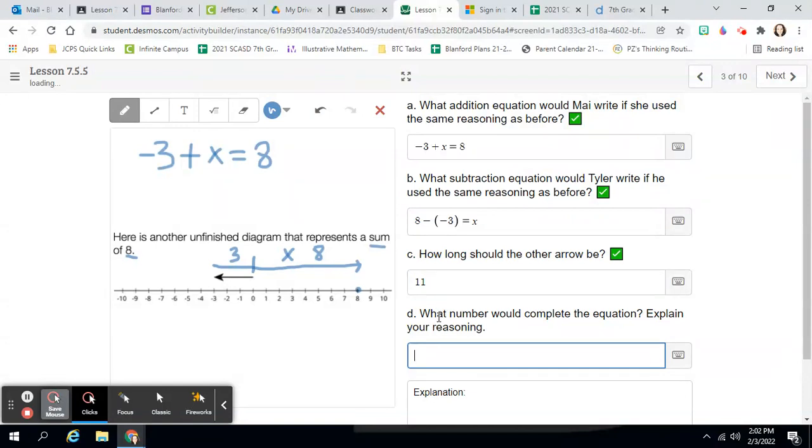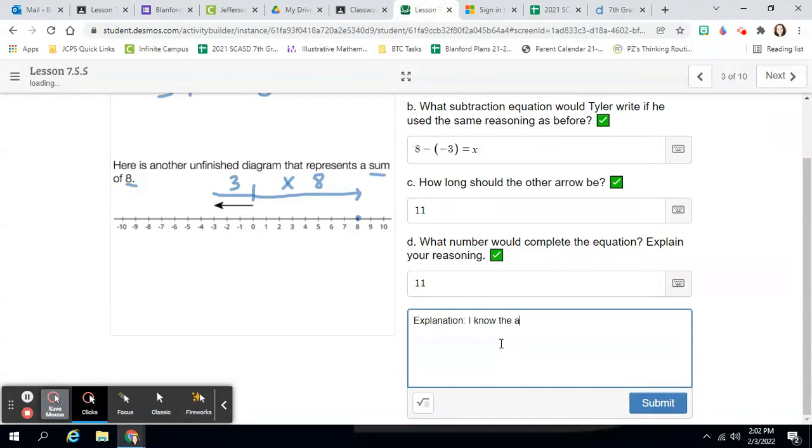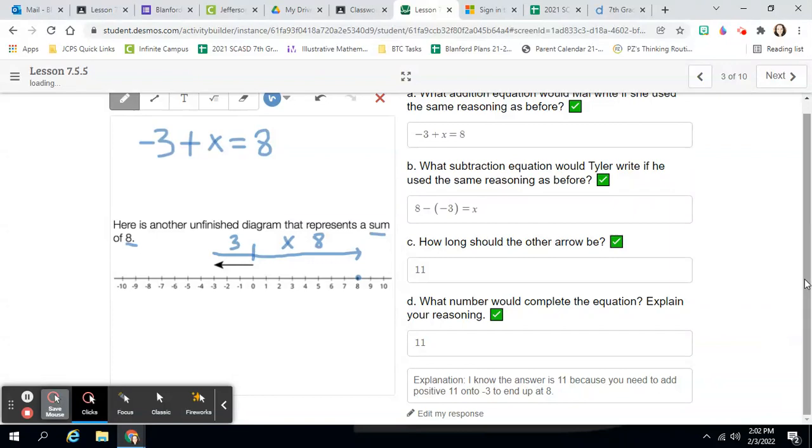So what number would complete the equation? Well, it's positive 11. And I know that because you need to add positive 11 onto -3 to end up at 8. And that's how I know my answer.